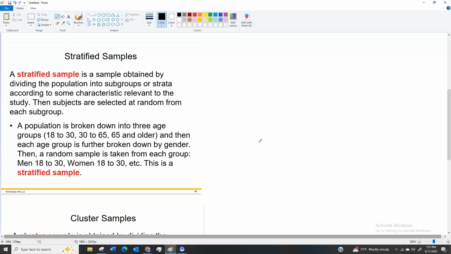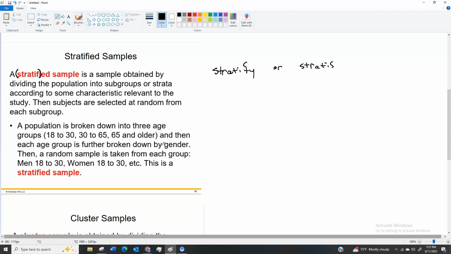Okay, so next we have stratified samples. If you think about where you've heard the word stratify before, or stratus. The stratosphere is the different layers of the atmosphere. Stratified rocks have layers in them. And so you can remember a stratified sample by the fact that it has layers.